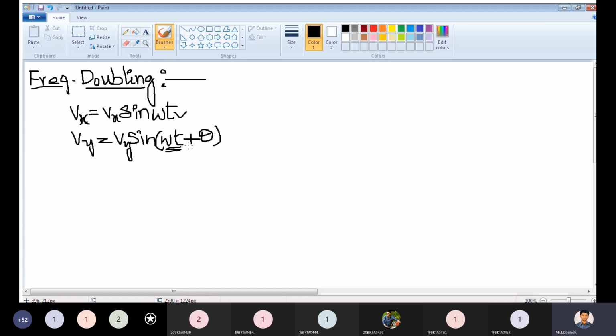So these two input signals are the inputs of a 4-quadrant multiplier, which will yield an output V naught equals Vx sin omega t into Vy sin(omega t plus theta). You need to do the multiplication.